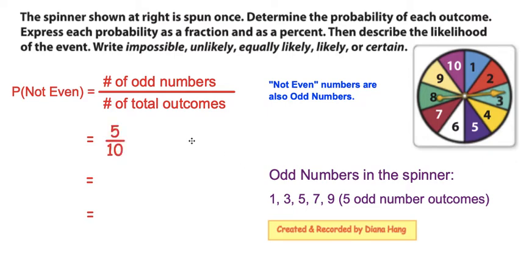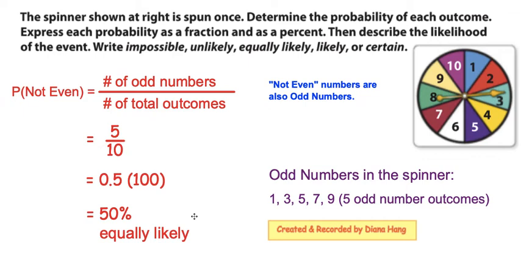And the total number of outcomes that we have is 10. Once you reduce that fraction to 1/2, convert it to a decimal, it ends up being 0.5. Multiplied by 100 to get a percent, it's 50%, which is associated as equally likely as the likelihood to occur.